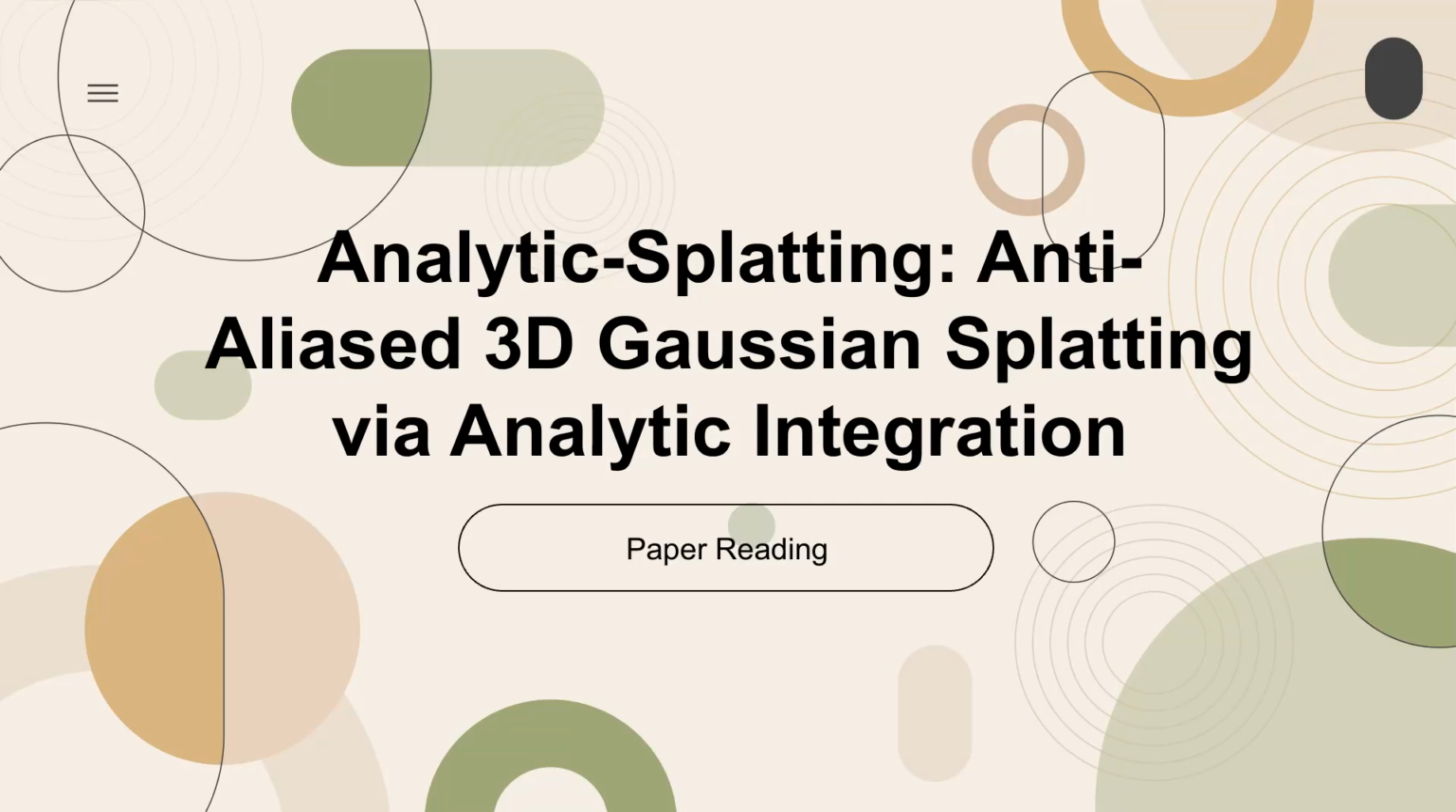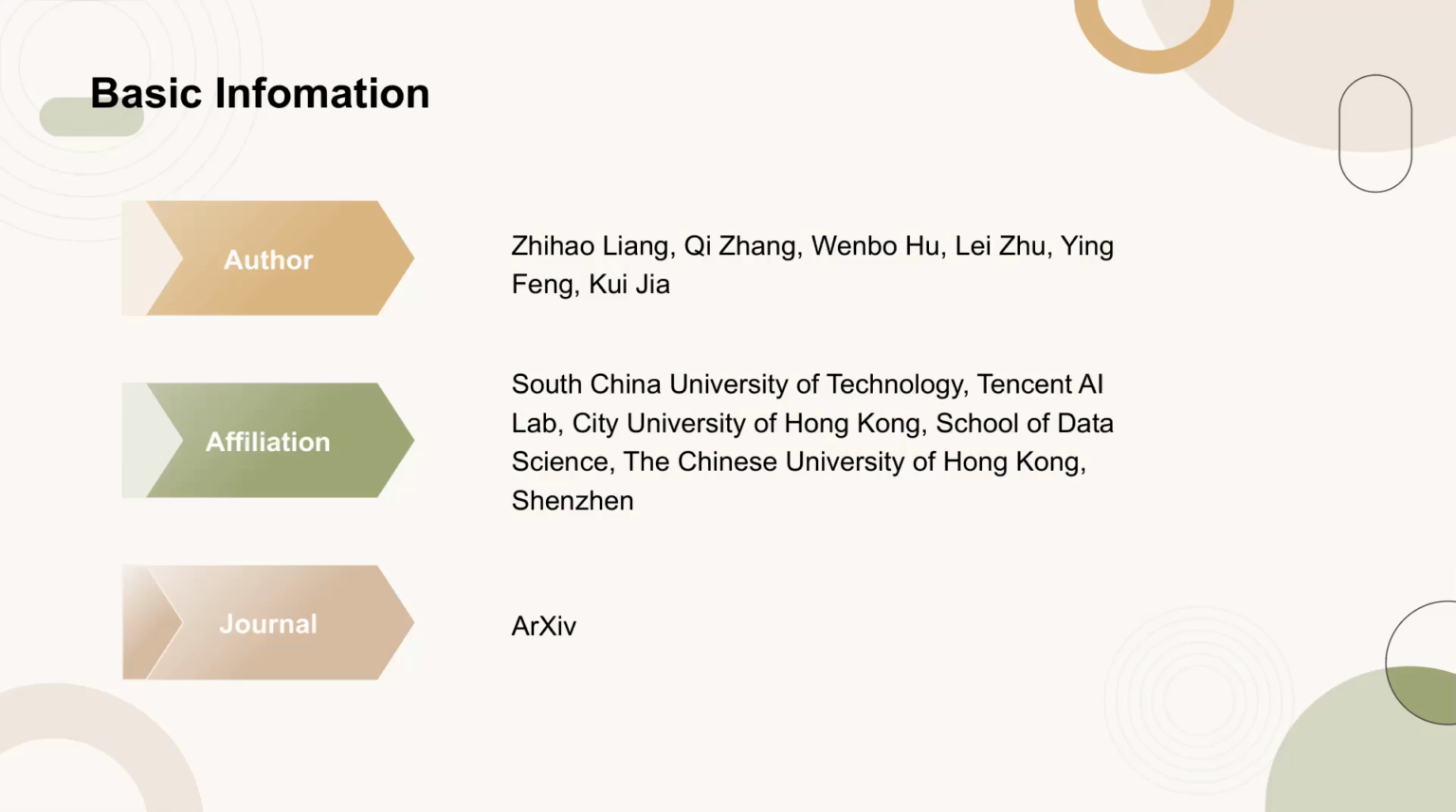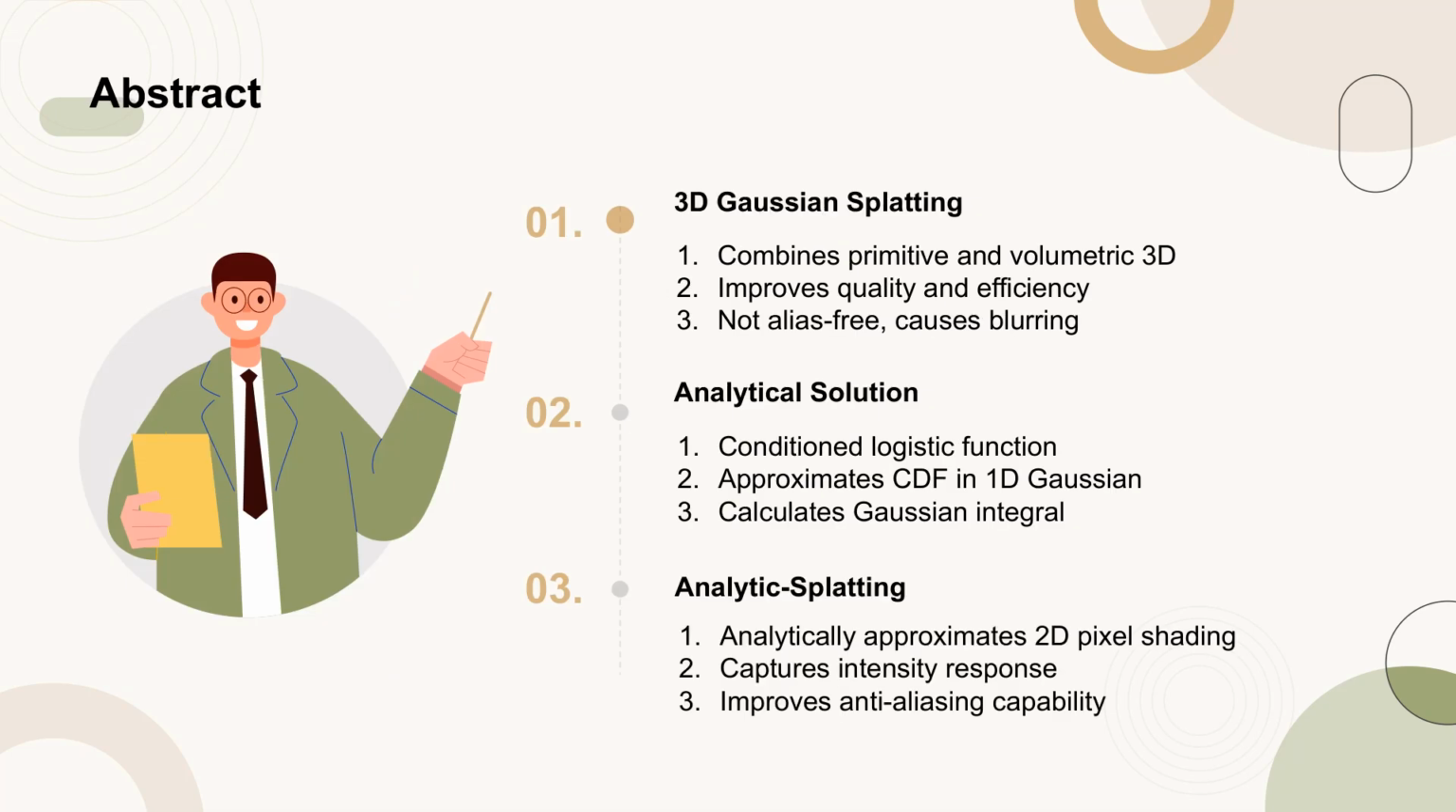Today's paper is titled Analytic-Splatting: Anti-Aliased 3D Gaussian Splatting via Analytic Integration. This paper was published on arXiv by Zhihao Liang and colleagues from South China University of Technology and Tencent AI Lab. The 3D Gaussian Splatting, 3DGS, method combines the benefits of both primitive-based and volumetric 3D representations, enhancing the quality and efficiency of 3D scene rendering.